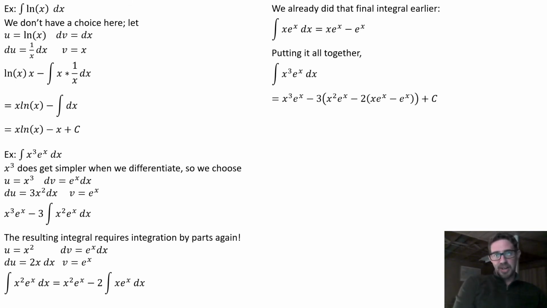So the integral of x cubed e to the x is x cubed e to the x minus 3 times that second integral, which was x squared e to the x minus 2 times that third integral, which was x e to the x minus e to the x. So we've got some nesting going on here. Again, to me, that's easiest, just to put it all back together at the end. You could leave it like that, but I wouldn't. We want a good solid integral for x cubed e to the x.